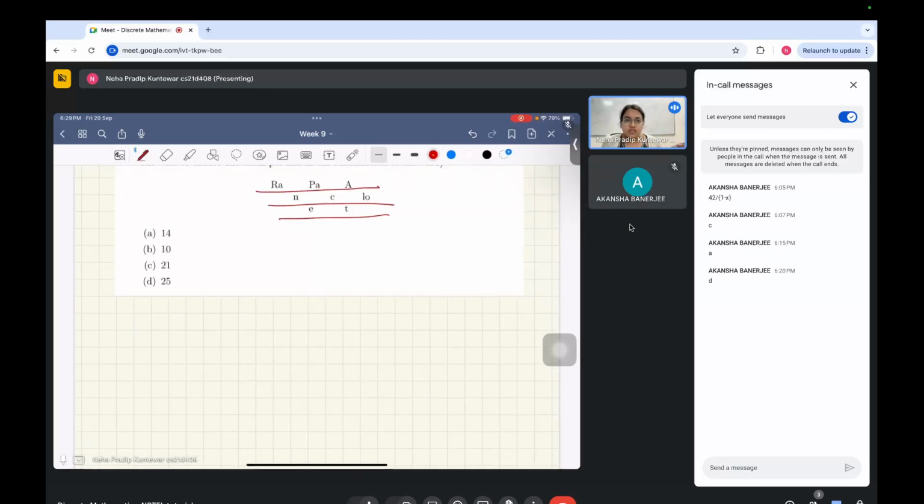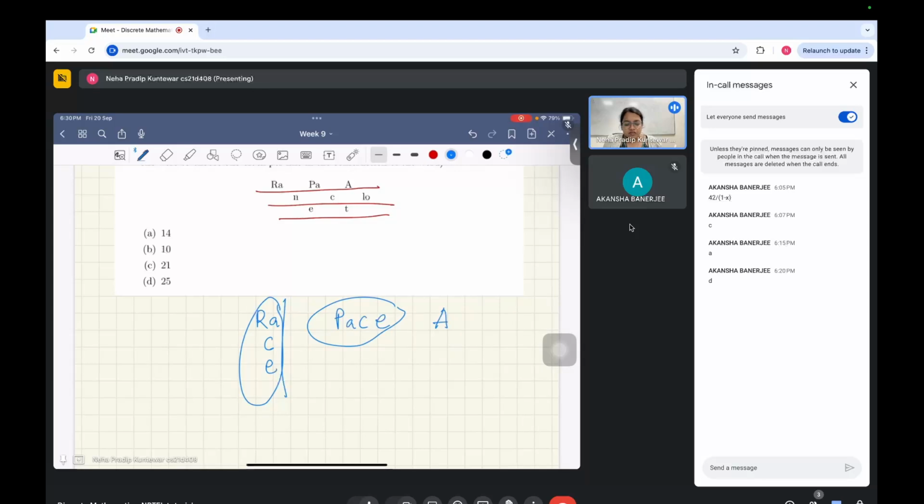And what you're going to do is construct words from this in such a way that you will take one block from the first line, one block from the second line, and one block from the third line. So say for example, I can take RA from the first line, I can take C from the second line, I can take E from the third line. So that will be one word. I can also take PA from the first line, C from the second and E from the third. So this is also a word that you can construct.